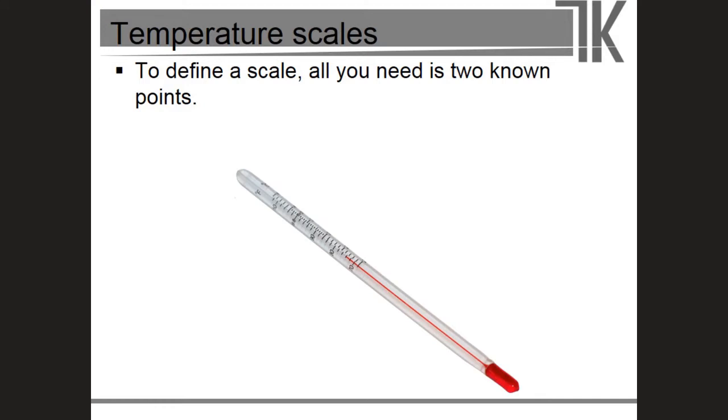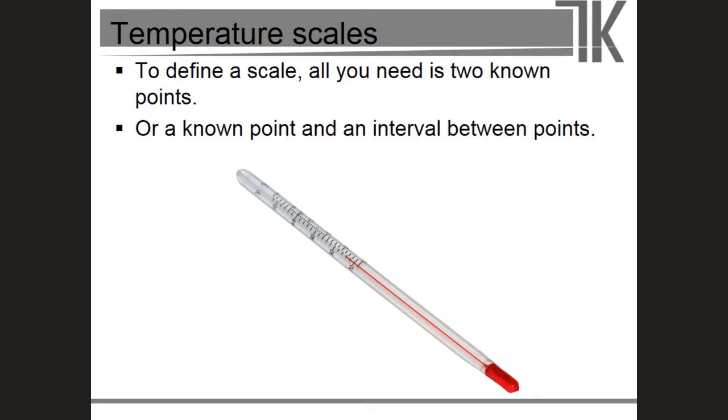It could be your body temperature and the temperature outside on a certain day. You just need two known points and then define how many divisions are between those two points. Alternatively, you could have one known point and a known interval. So you could say, right, ice is 0 degrees, and when I leave a cup of ice out for 2 minutes, it goes up by 1 degree, and that's what I'm calling 1 degree. So really, you just need two things to define a temperature scale: either two known points and then divide it up in between, or a known point and the interval between points.